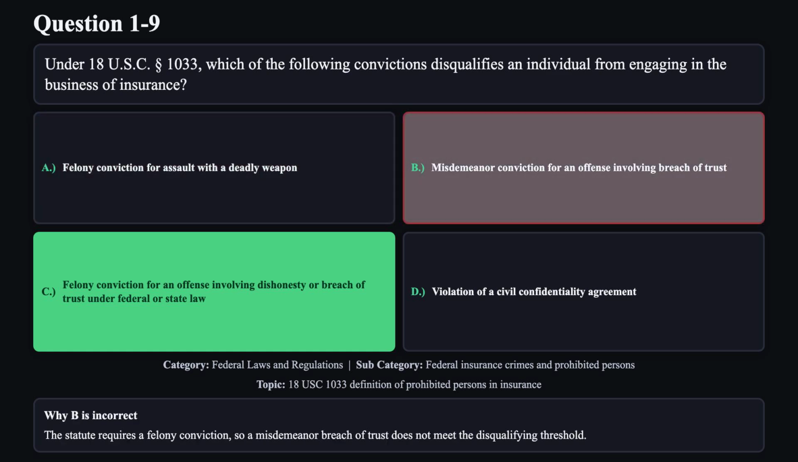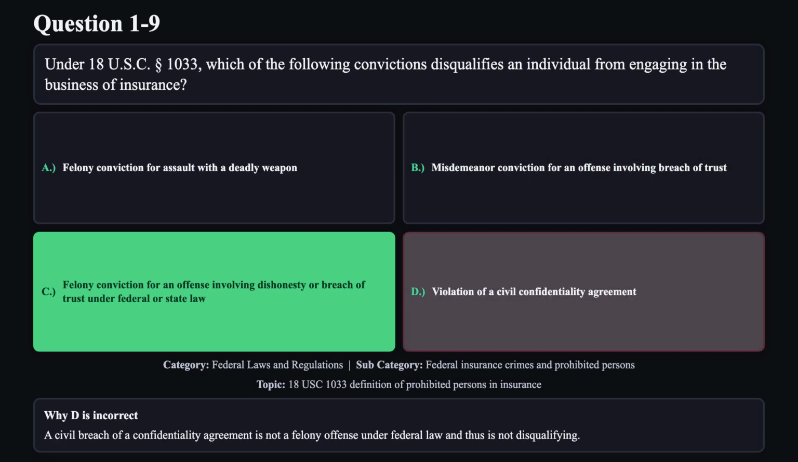Reason B is not correct. The statute requires a felony conviction, so a misdemeanor breach of trust does not meet the disqualifying threshold. Reason D is not correct. A civil breach of a confidentiality agreement is not a felony offense under federal law and thus is not disqualifying.